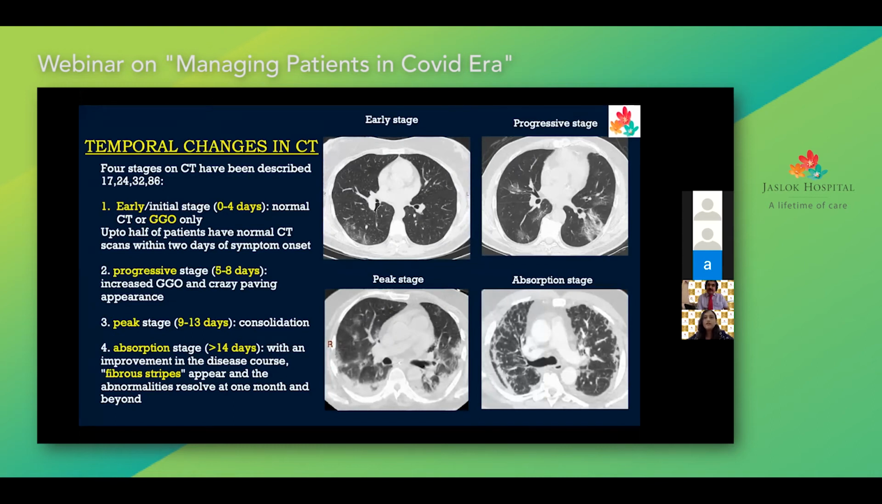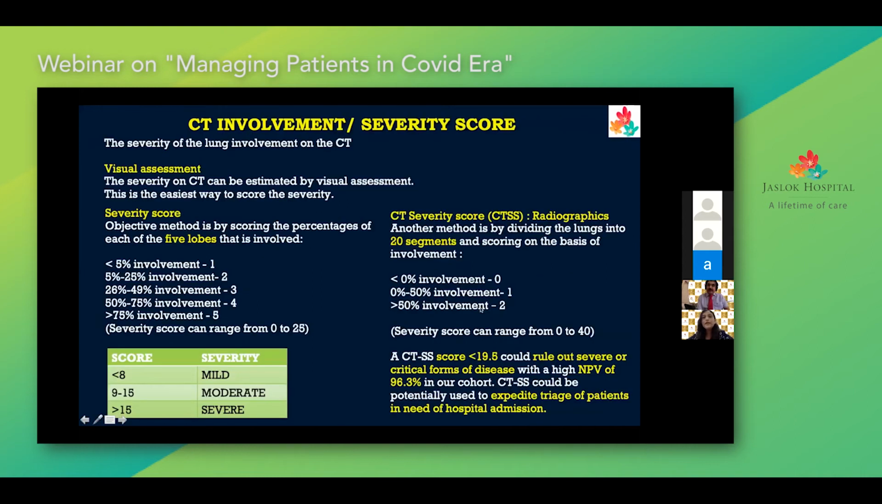These are the temporal findings that we see in CT. As the disease progresses, initially we see peripheral subtle ground glass densities, which progress further in the progressive phase, and we start seeing crazy paving. In the peak stage, we see peripheral consolidations, and in the absorption phase, which sets in after 14 days, we start appreciating subpleural fibrosis.